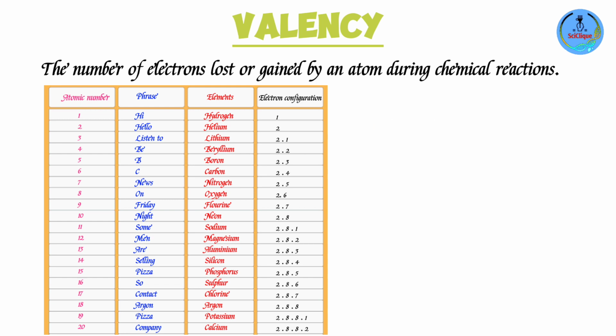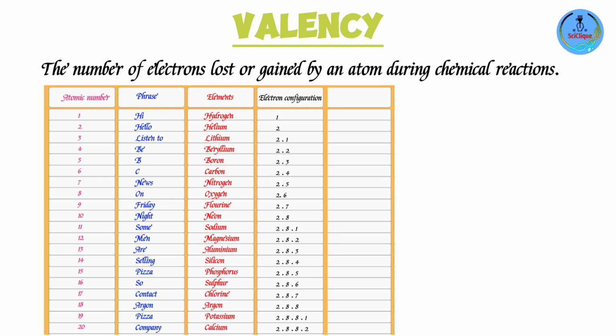Now, once you've done this, you are ready to determine the valency. I'm going to give you a very easy way to do so. We're going to group the elements into metals and non-metals. So for example, the metals in this list are lithium, beryllium, boron. Okay, boron is a metalloid, but let's just place it in the metals. We have sodium, magnesium, aluminium, potassium, and calcium.